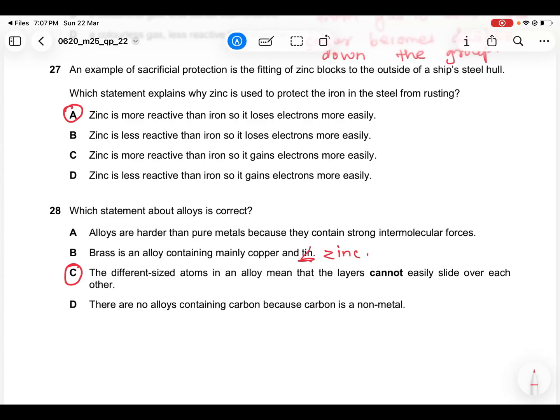The different sized atoms in an alloy mean that layers cannot slide over each other easily. There are no alloys containing carbon because carbon is a non-metal. There are alloys that contain carbon. Steel is an example of an alloy where iron is combined with carbon. And option C, where the different sized atoms in an alloy do not allow the layers to slide over each other, and hence alloys are harder and stronger than the original metal, is correct.